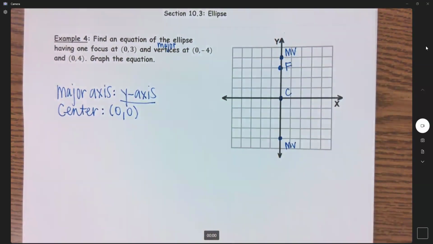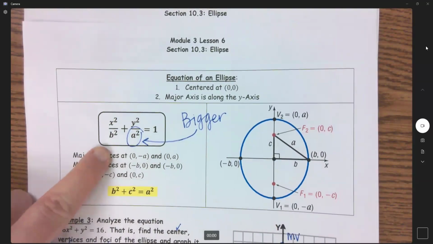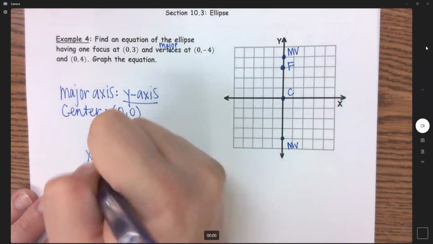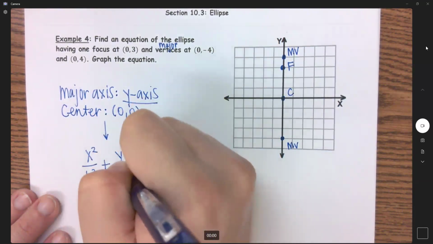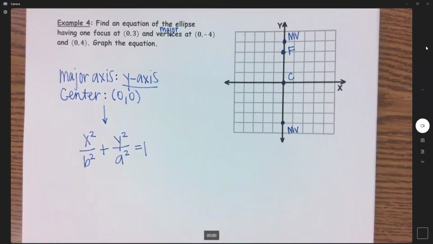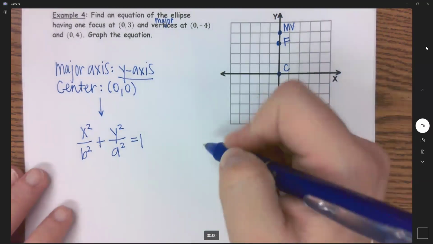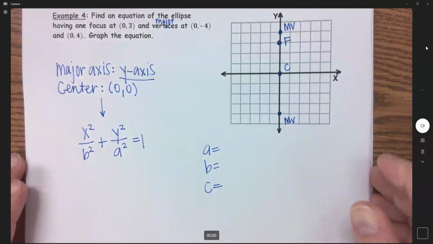Okay, so because I have a major axis along the y and centered at 0, 0, meeting these 2 criteria here, this is the formula that I am using. So x squared over b squared plus y squared over a squared equals 1. Okay, so I need a, b, and c to plug into this formula here. Which 2 variables here are we given?